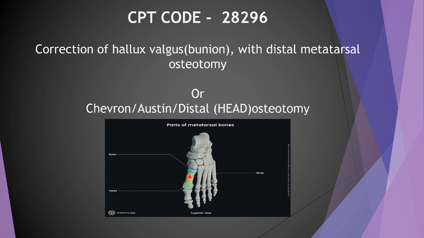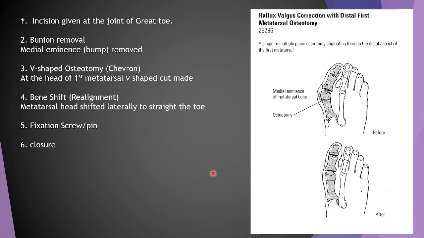Okay. Here is the first metatarsal, and here is the head, that is the distal side. Here is the base, middle, and the distal side, that is the head side. So the bunion correction with the distal metatarsal osteotomy. We'll see the procedure. So what will the physician do?